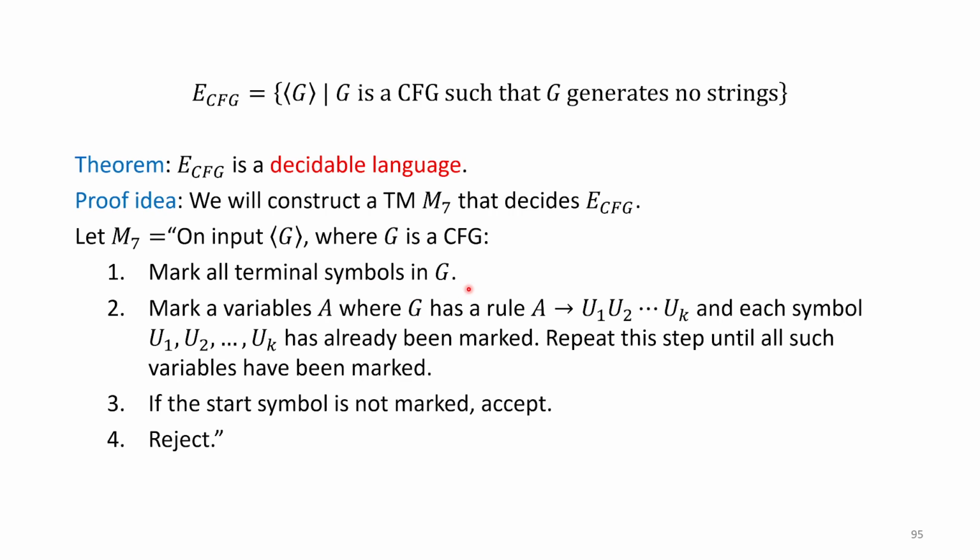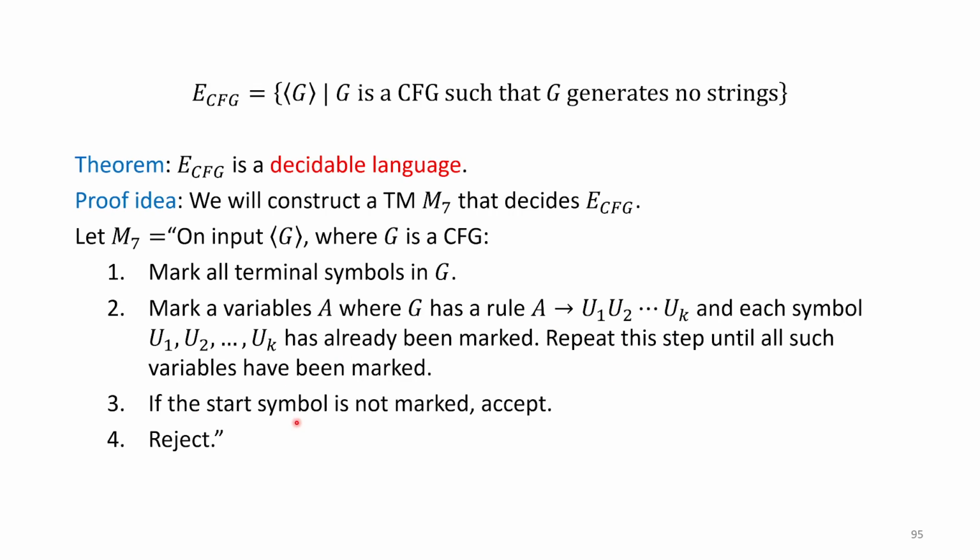So anywhere in our grammar where there's a terminal, we'll mark it. Then what we're going to do is look for variables A on the left-hand side, where on the right-hand side, all the symbols are marked. So if we had a variable that just went to a terminal, we can now mark that variable. And then we're going to repeat this. So now we can mark more variables and more variables. We'll keep doing this until no new variables are marked. So we've marked every variable that can be marked in this way.